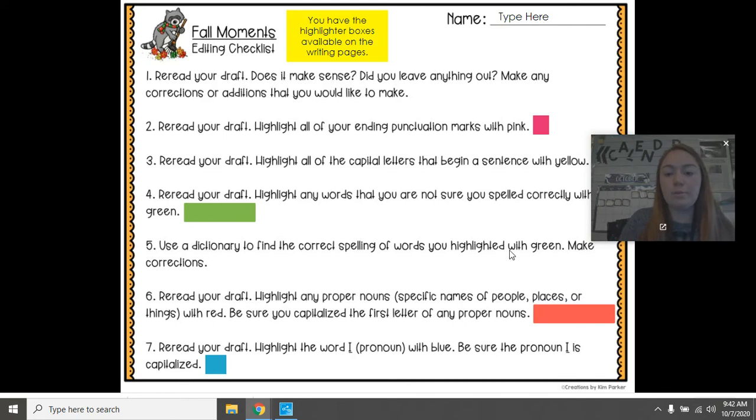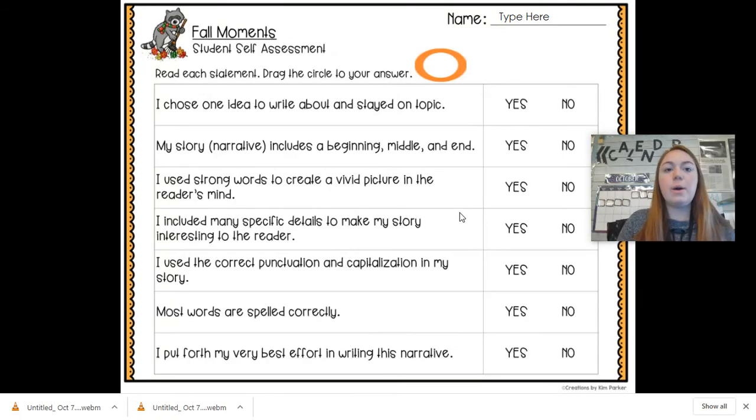Once you're done with all of that, you have a quick self-assessment rubric. Please, please, please do not take too long on this. This is just saying, did I do this? Did I not do it? And it's helping you make sure you have everything included.